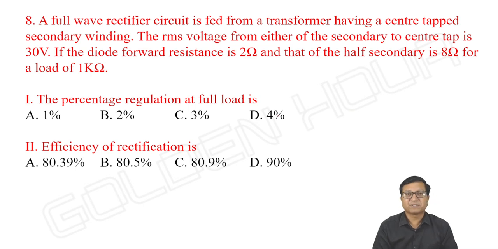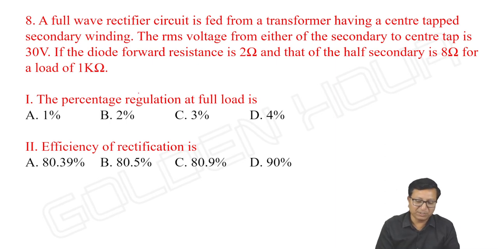A full wave rectifier circuit is fed from a transformer having a center tapped secondary winding. The RMS voltage from either of the secondary to center tap is 30 volts. If the diode forward resistance is 2 ohms and that of secondary is 8 ohms, for a load of 1 kilo ohm, the percentage regulation at full load is, and the efficiency of the rectification.